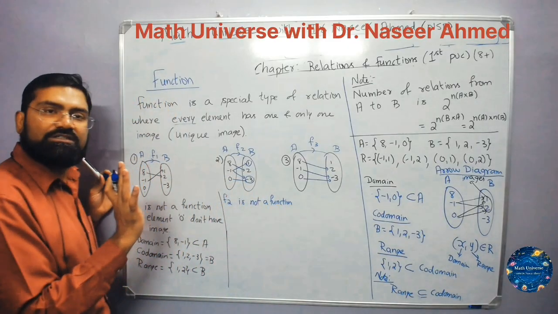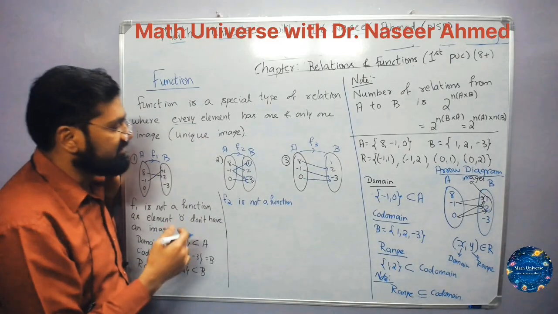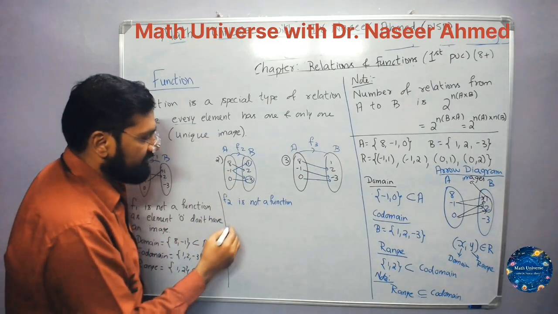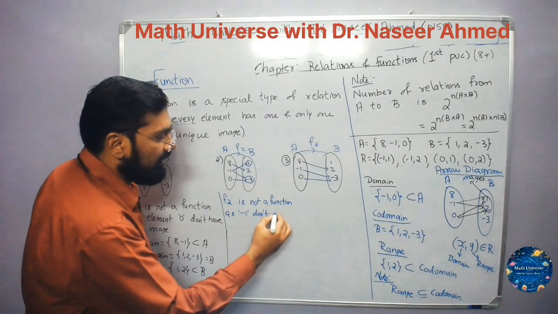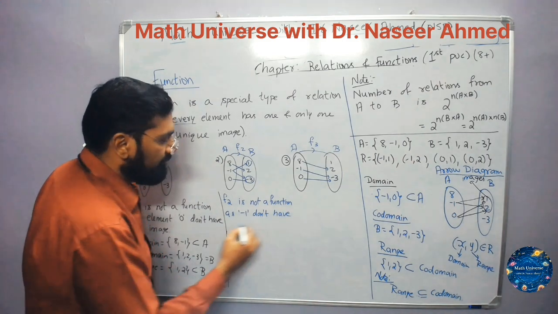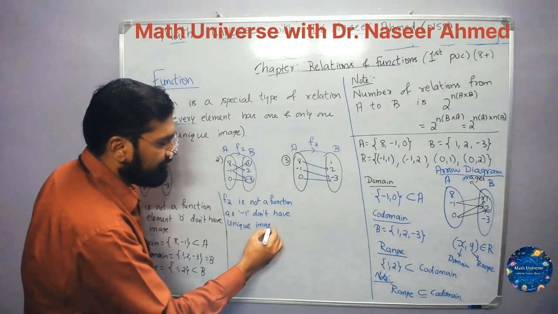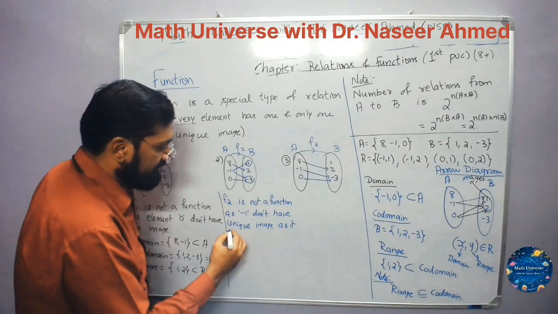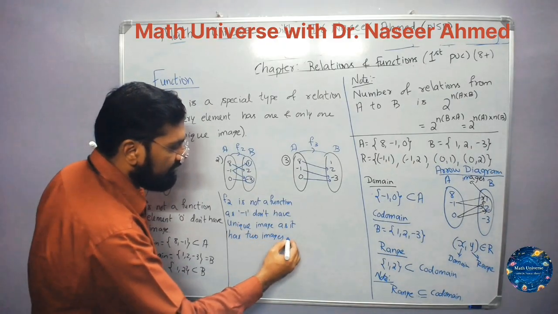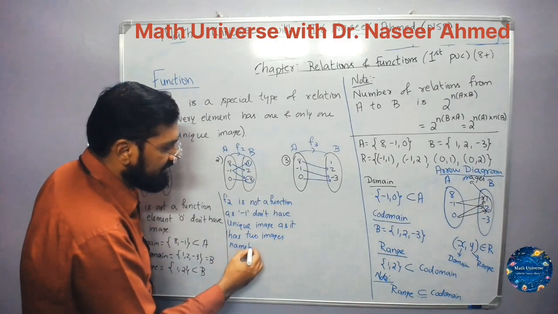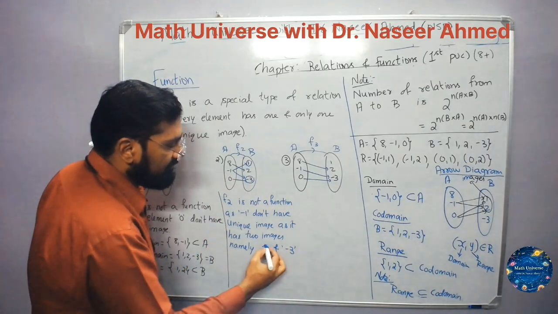Here every element has got an image, so this condition is satisfied. But here, no, one and only one image, that is not satisfied by -1, as -1 doesn't have a unique image, as it has 2 images. I'm giving the reason here, namely, which are the 2 images it has? 1 and -3.